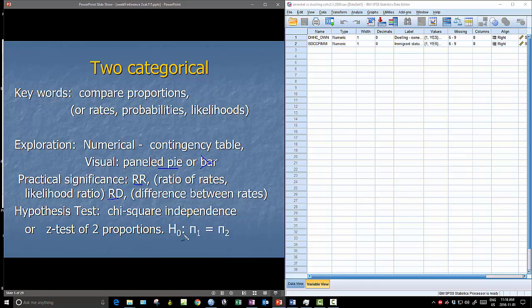This said test of two proportions, that will be in other textbooks or courses.